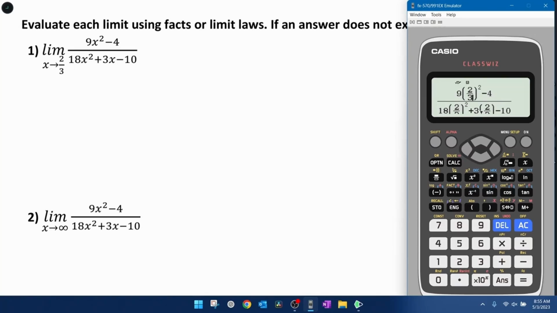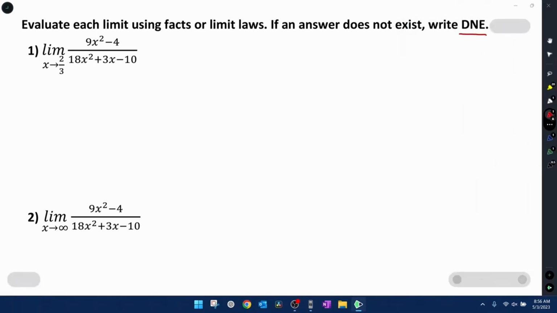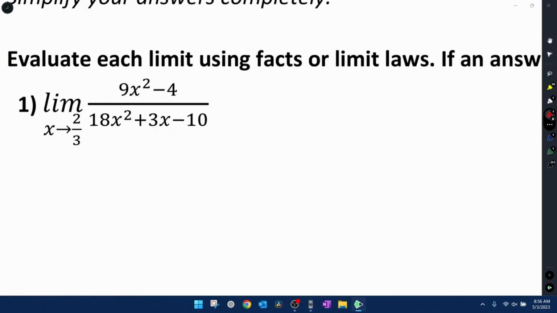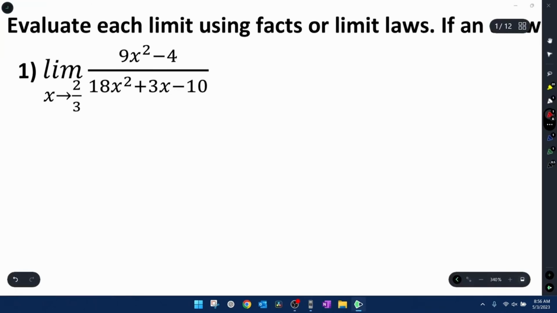So I plugged this expression into my Casio ClassWiz. You can see that I can plug it in exactly the way that it looks with all the fractions. And when I hit equals, I get an error, which indicates that the denominator is 0. We're having a divide by 0 error. And so in order to calculate the limit, we're going to have to do some algebraic manipulation. So let's blow this up and make it a little bit bigger, easier to see.